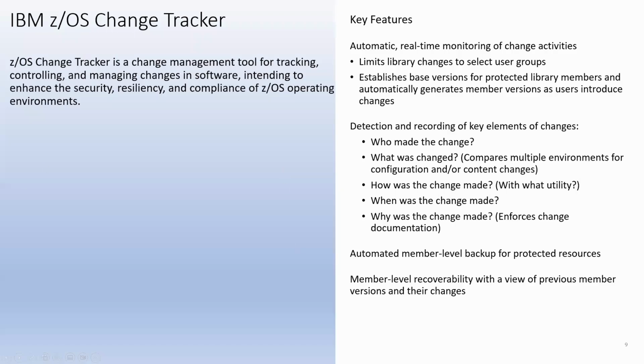So how does it do this? Automatic real-time monitoring for change activities. There are different ways of providing protection within IBM zOS Change Tracker. You can limit the changes to specific groups or specific users within those groups. Typically, what we would recommend is establishing a base version of each member within a protected library. This would then also allow, when changes are made to those libraries, that another member level backup will automatically be taken once that member has been changed.